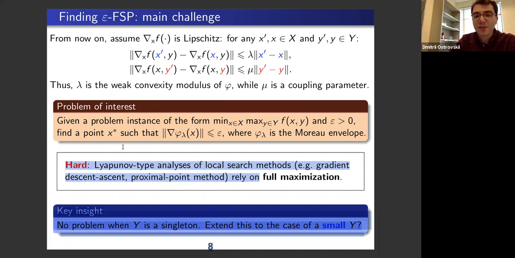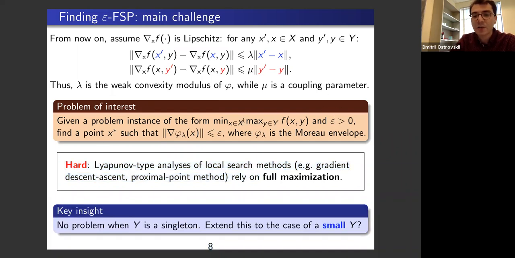And my problem of interest is this. Given a target epsilon and a problem instance in this form, I must find an x star, I'm sorry, it should be x star here, such that the norm of the Moreau envelope gradient at x star is at most epsilon. By the way, if the set capital X itself is not compact, an exact stationary point might not exist, but that's fine. For any finite epsilon strictly positive, the corresponding point will exist.